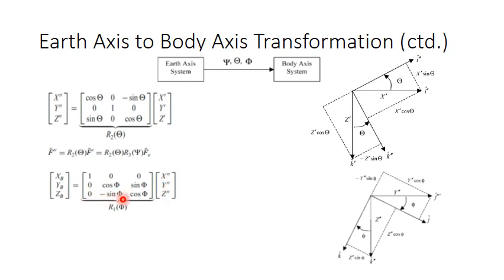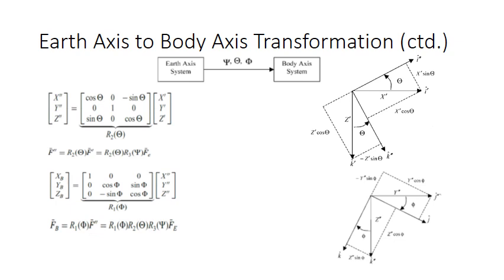This is the first rotation matrix, which is R1 because it is a rotation about the x double dash axis with a rotation or roll angle phi. So the resultant vector will be x body, y body, and z body components of the F vector. So the F vector in the body axis system equals R1 times F double dash.